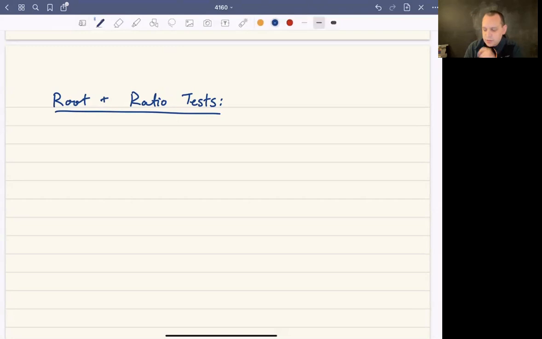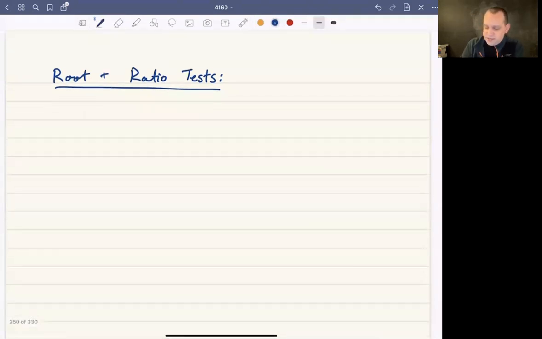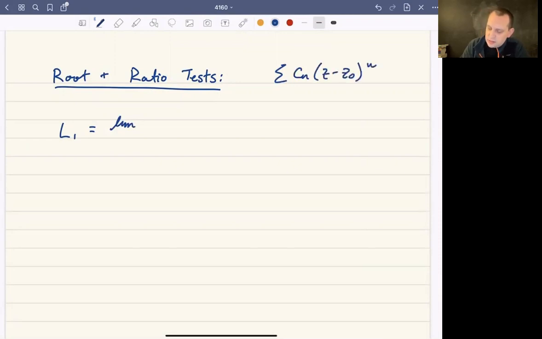So let me remind you about the root and the ratio tests. The root test says, and since they're so similar, I'm just going to word them together, let L1 be the limit. Here we're looking at the convergence of the series sum of C sub n (z minus z naught) to the n, as n goes from 0 to infinity. And L1 is the limit as n goes to infinity of the nth root of the modulus of C sub n.